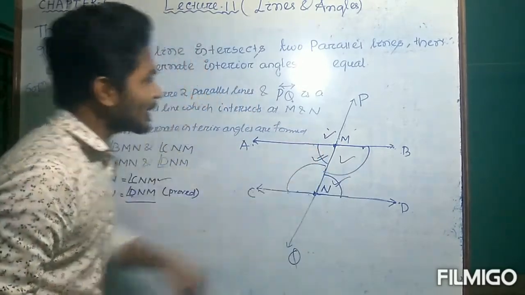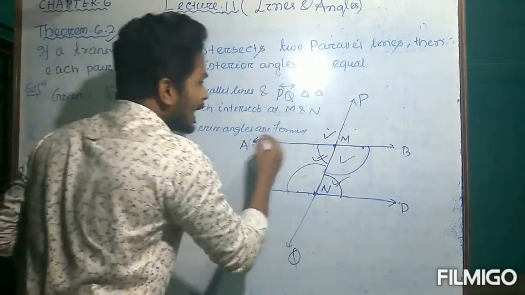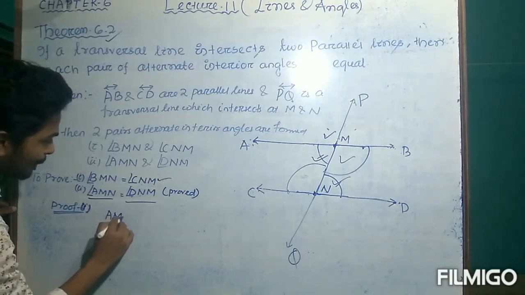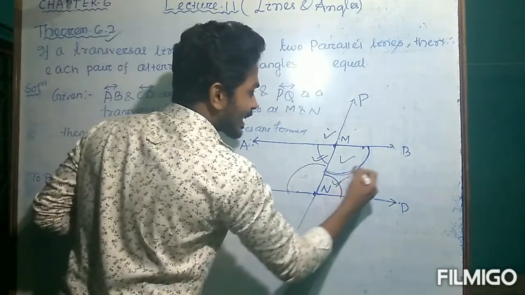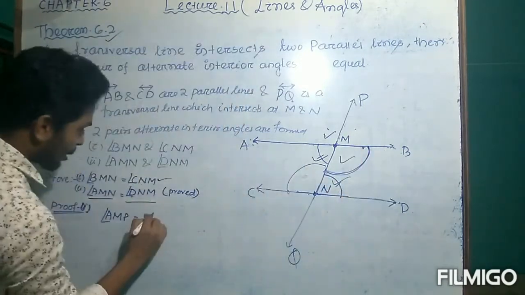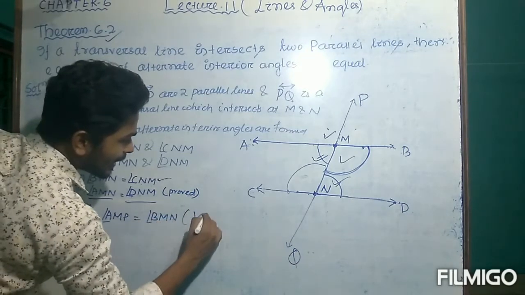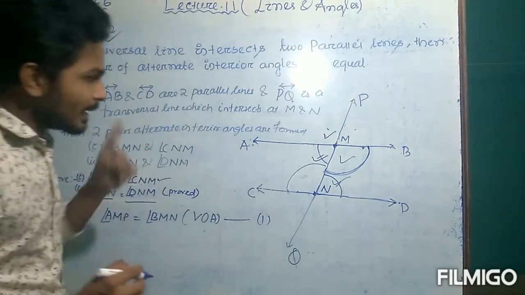So you can write the angle PMA, or AMP, whatever you like. The angle AMP is equal to this angle BMN. What is the reason? Because they are vertically opposite angles. This is equation 1.